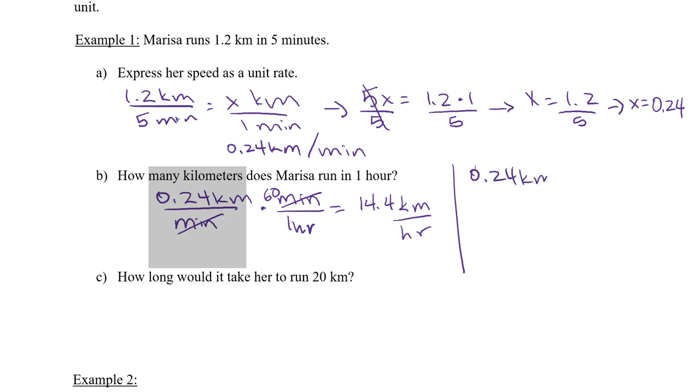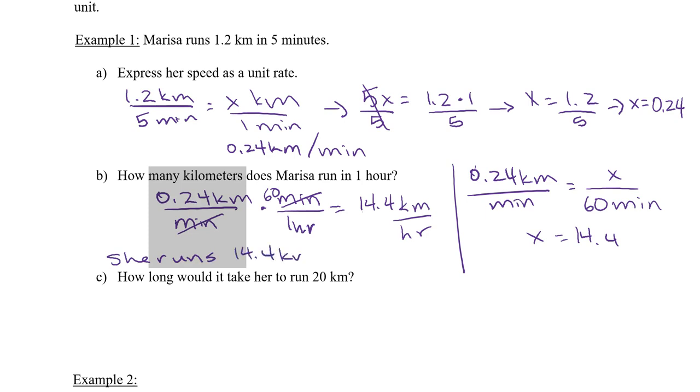Another way you could do that is 0.24 kilometers per minute is how many kilometers in 1 hour, but I've got to make them both minutes, so it'll be 60 minutes. And again, you would just multiply. X times 1 would just be X, and 60 times 0.24 would be 14.4. So she runs 14.4 kilometers per hour.